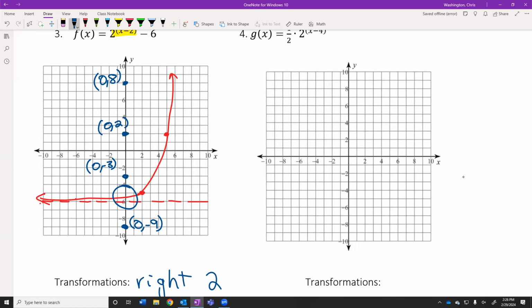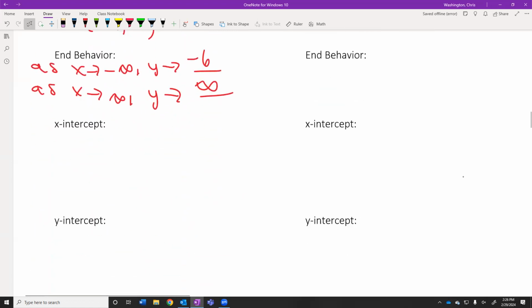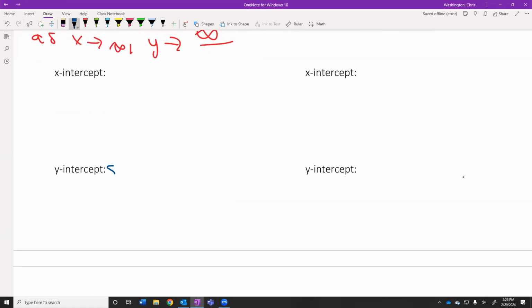So the point we're trying to look for, what do we know about that point? The x value has to equal 0. So how do we find the y-intercept? We set x equal to 0. Any point on the y-axis, the y value is what we're looking for. The x value has to be 0. So we're just going to set x equal to 0.